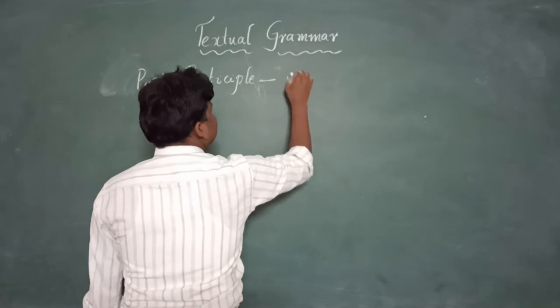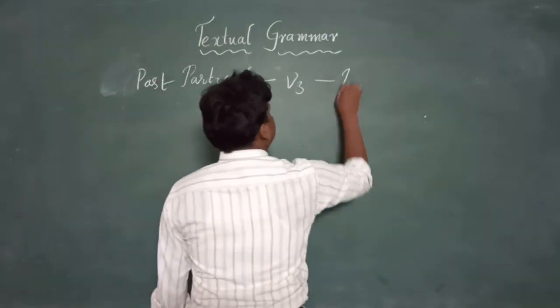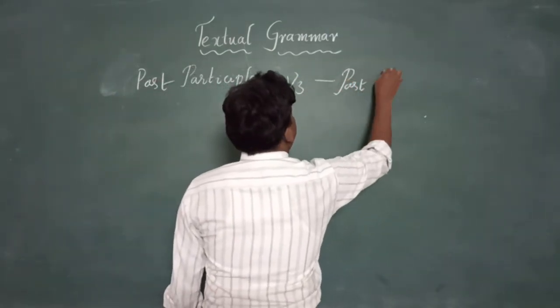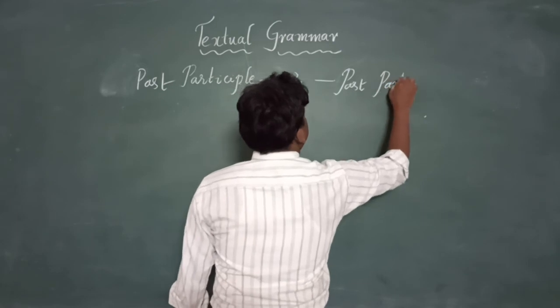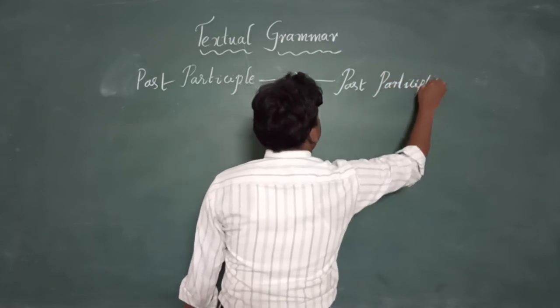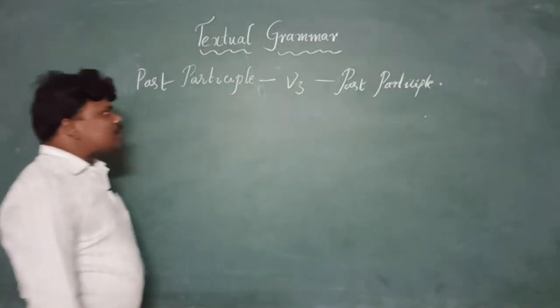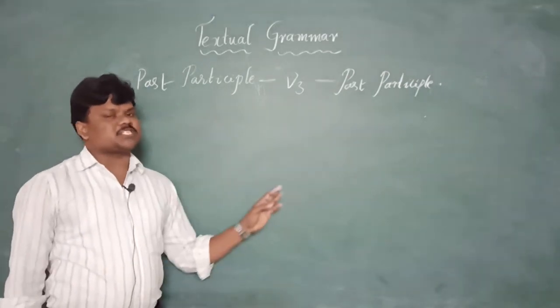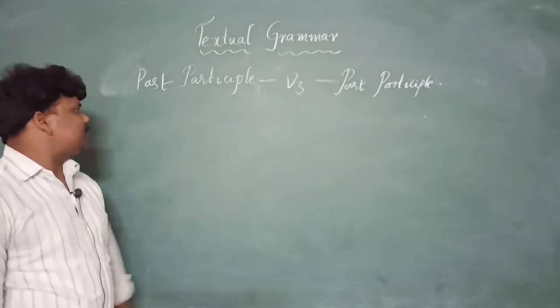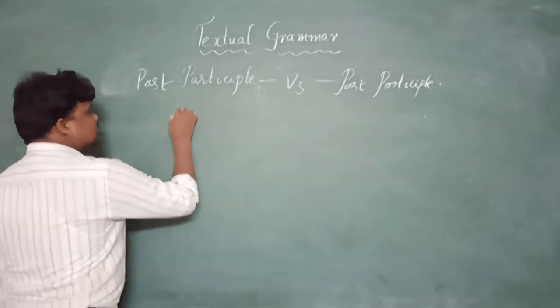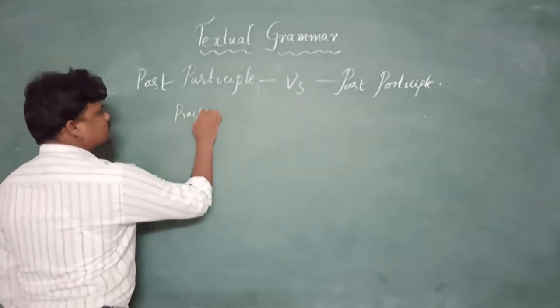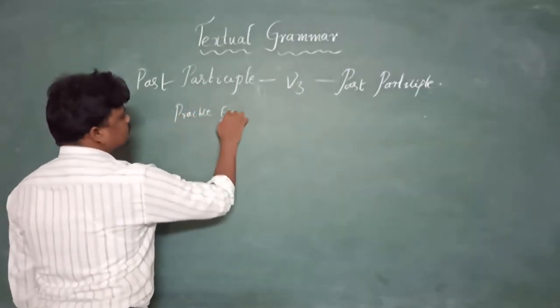Past participle is known as V3. How do we combine two sentences with a past participle? That is the question now, right? Yes. Let's get directly into the answer, into the practice examples.